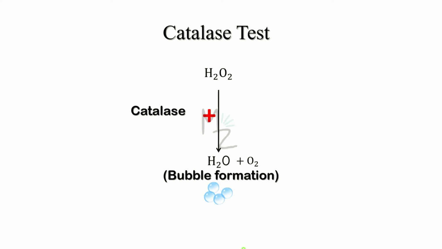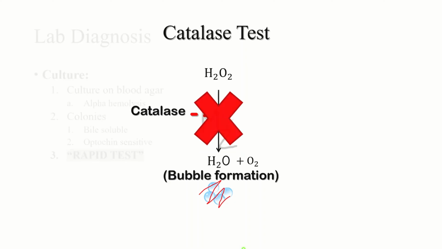Lab diagnosis: as we know, this bacteria is catalase negative, so no bubbles will be formed. Normally in the catalase test, if a bacteria releases the catalase enzyme, it will convert hydrogen peroxide into water and oxygen, and oxygen is responsible for forming bubbles. But in the case of Streptococcus pneumoniae, there's no catalase enzyme. So hydrogen peroxide will not be converted into water and oxygen, and no bubbles will be formed.